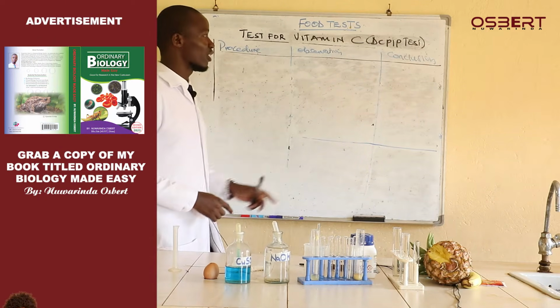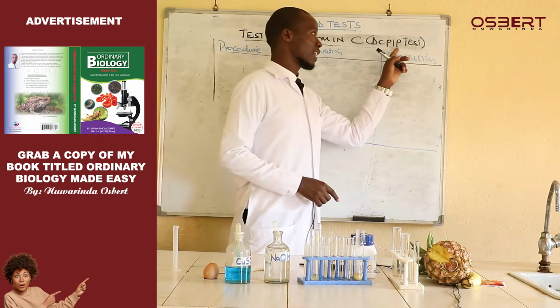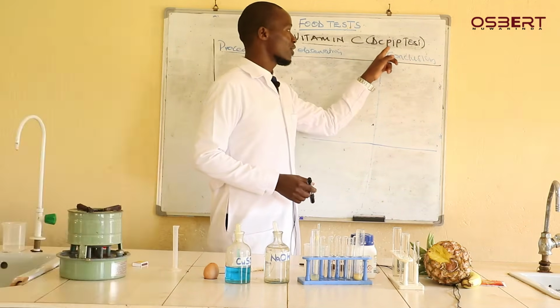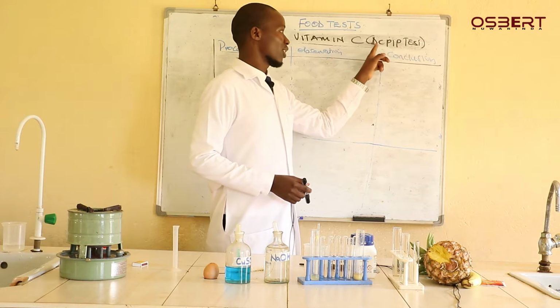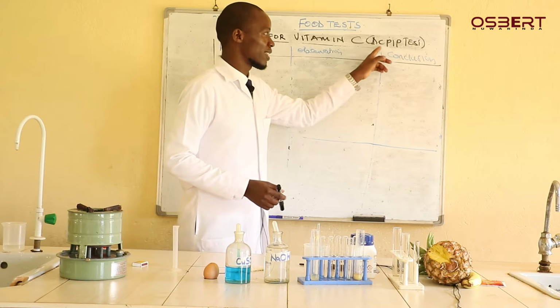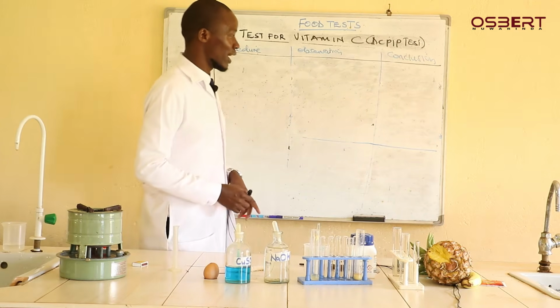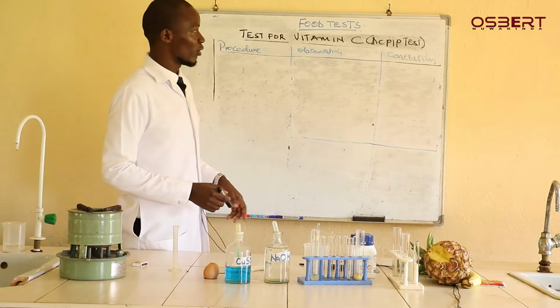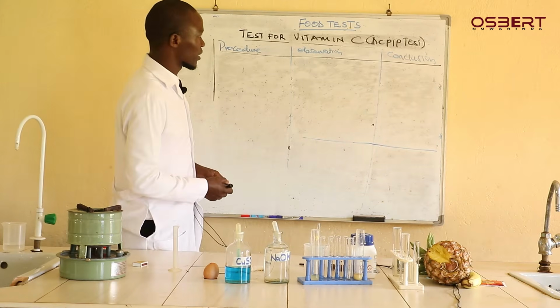When you check here, we use a chemical which is known as DCPIP. DCPIP is dichlorophenolindophenol. So that's the name of DCPIP, the thing that we shorten and call DCPIP. Because you use this chemical, that's why you call it the DCPIP test, and we are testing for vitamin C.